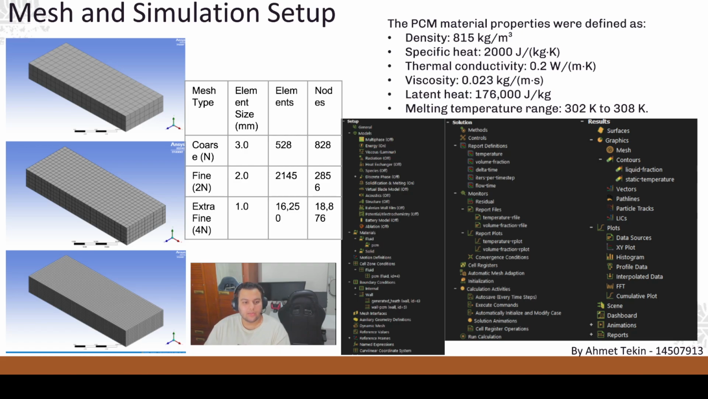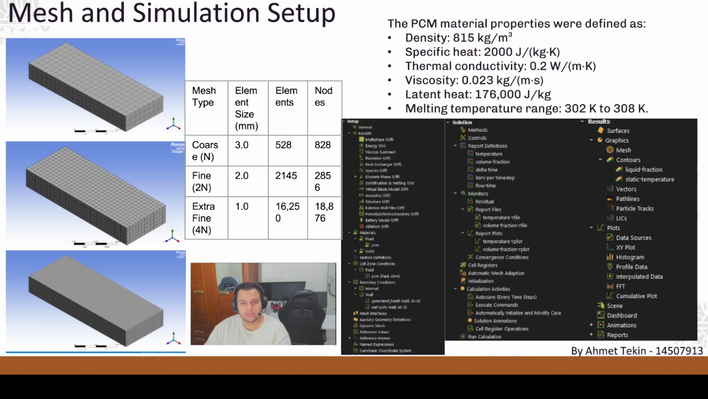I've conducted three types of meshes: coarse, fine, and extra fine, at N, 2N, and 4N, as well as my element size, elements, and nodes. I've decreased my element size by 1 millimeter each time to make the squares smaller and smaller, and obviously my elements and nodes increase each time. This was to find out how fine my mesh would be if I were to decrease the element size, and I use those three for my simulation.